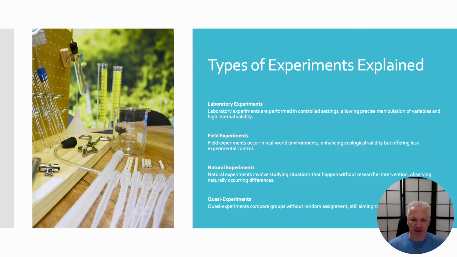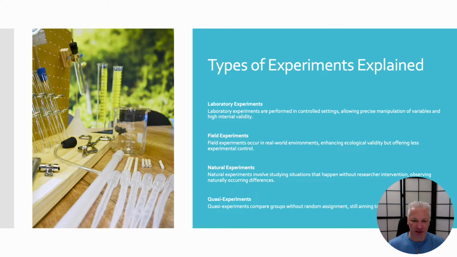Types of experiments in psychology. So we'll look at lab experiments. Lab experiments are conducted in highly controlled environments, such as a psychology lab. The researcher manipulates the IV and measures the effect on the DV while controlling extraneous variables.